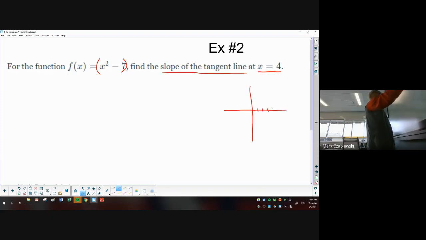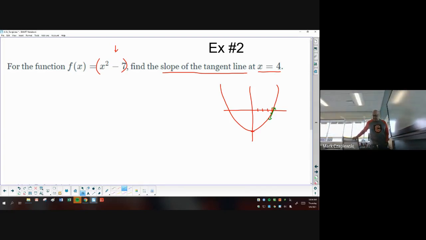1, 2, 3, 4. I know that this function is a quadratic. It looks like this. And my goal is to try to find the slope of the tangent line right there. So I know it'll be positive. I just don't know what it's going to look like, but I have some graphical knowledge, so I know how to do that.